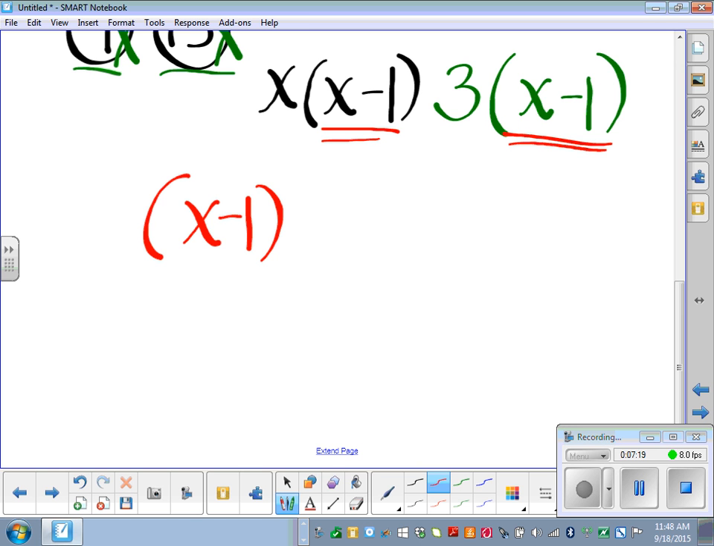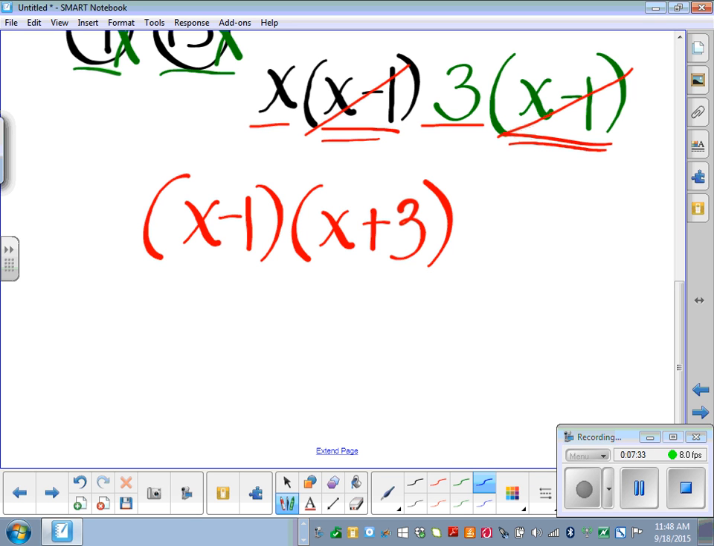When we pulled it out, we divided it out, and that left me with x, and then positive 3, so plus 3. So now we've factored this. Notice we're done because we're down to our linear factors, meaning they both are degree 1. That's x to the first, and that's x to the first.